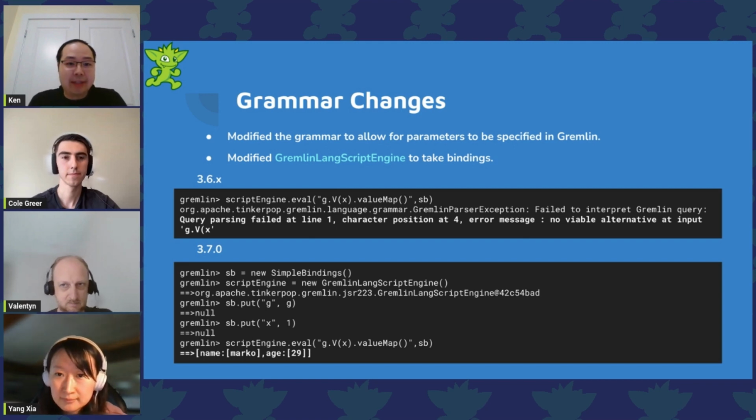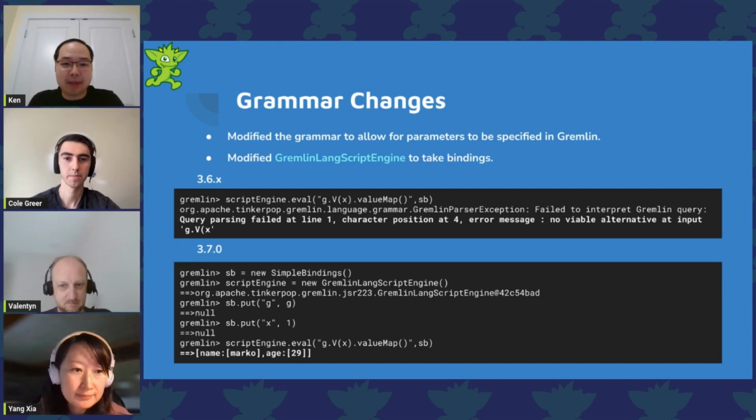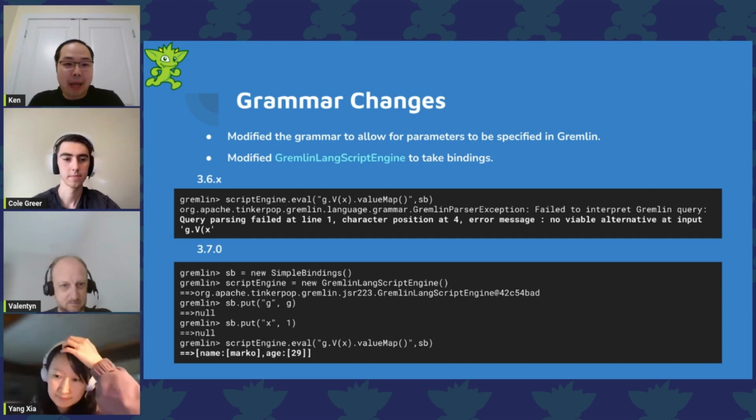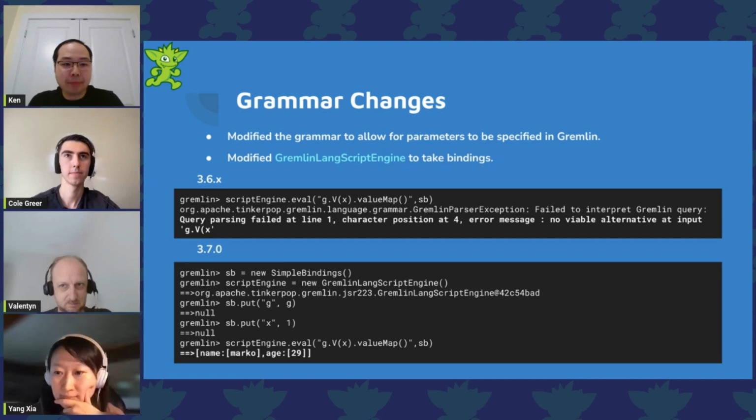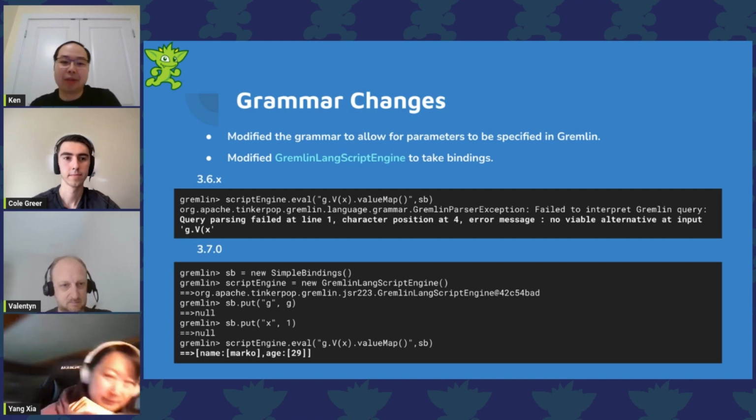So if you look at the example that says 36x, if you try to call the script engine here, which would be a Gremlin Lang script engine, and you just tried to do eval on it with some simple bindings, that's what the SB there is, you would just get that exception. However, now in 370, which is the more complete example that shows more of the actual code, you would actually be able to get a return result after the script engine.eval.